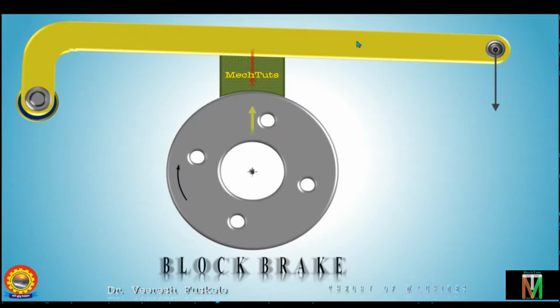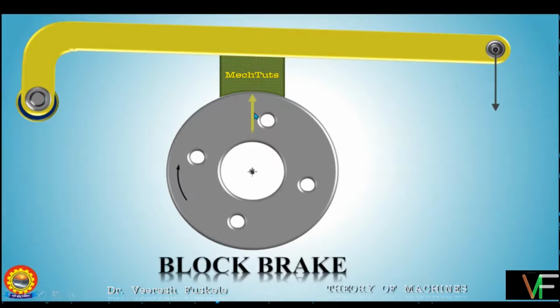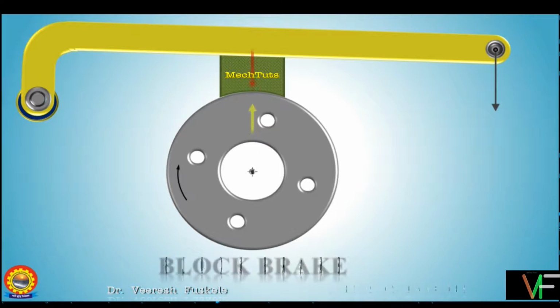So this red one is the radial force that will be applied by the block, and this is the normal reaction, that is, the reaction of the drum to the block. Knowing this force, let us simultaneously draw the free body diagram also, so that we can visualize the forces.